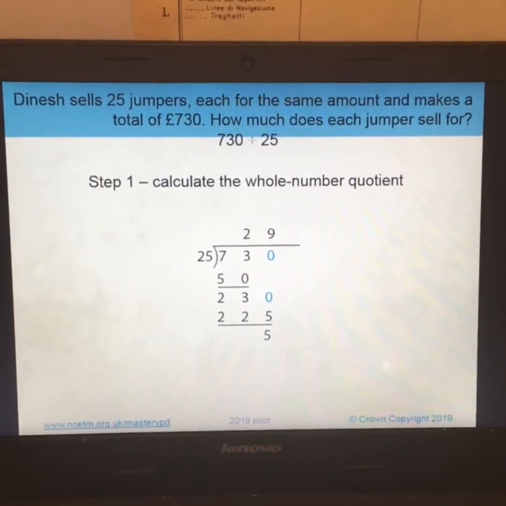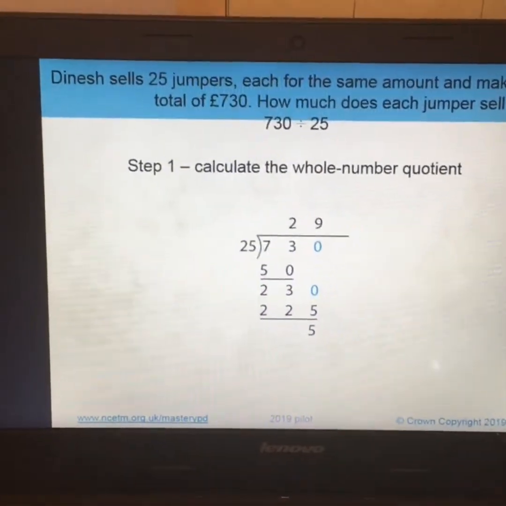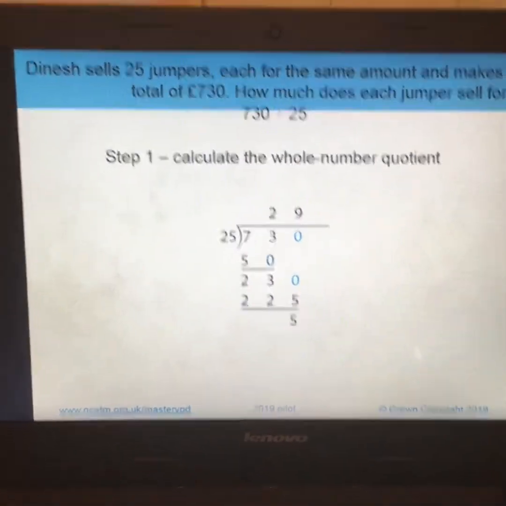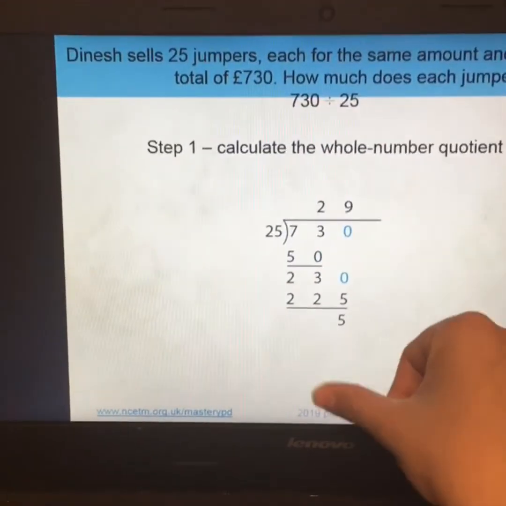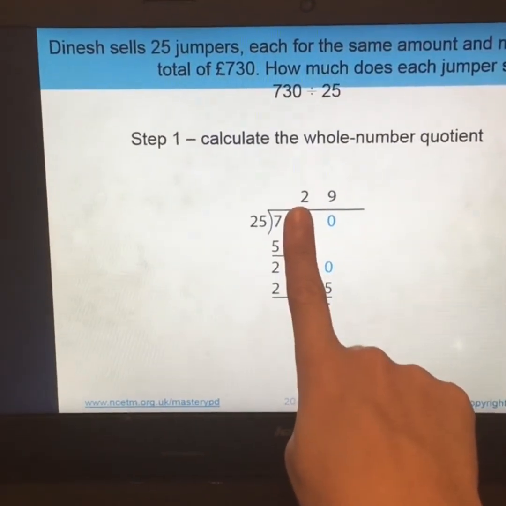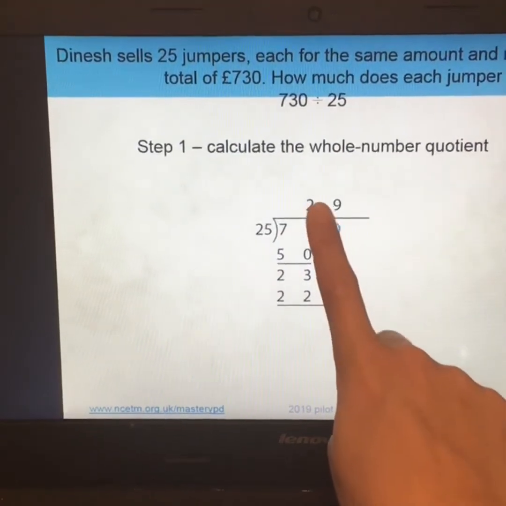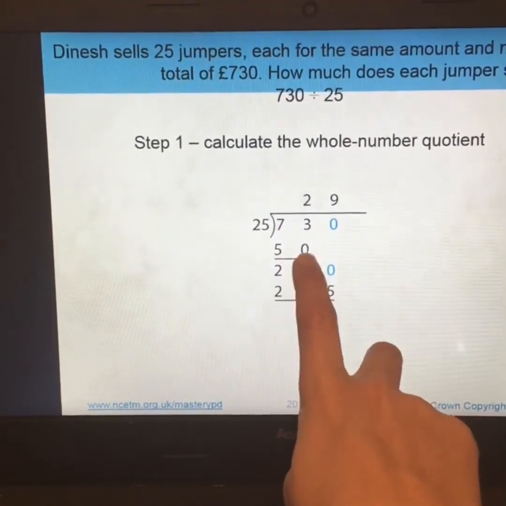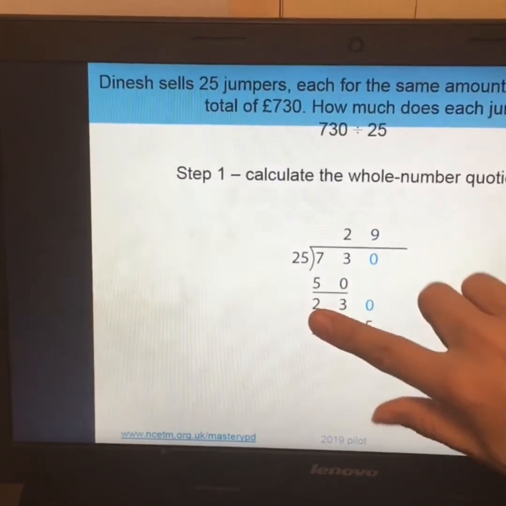Okay, so the first things first then, we're going to write down the 25 times table, which would be 25, 50, 75, 100, 125, 150, 175, 200, etc, etc. Nice and easy. So, can we do 7 divided by 25? No. Can we do 73 divided by 25? Yes, it would go in 2 times, which would be 50. So take those away and you would end up with 23.